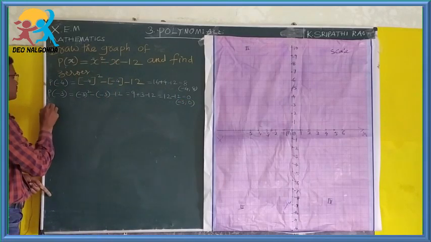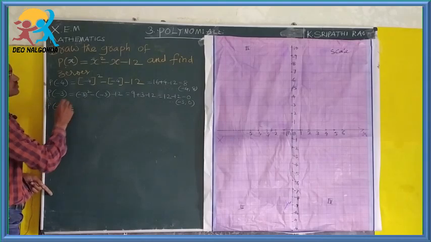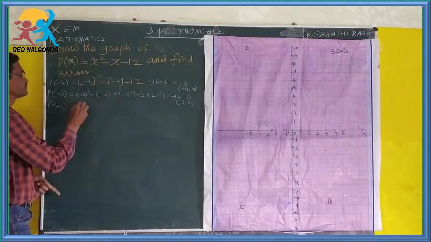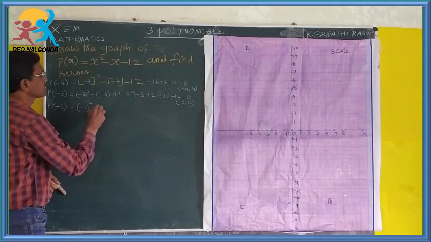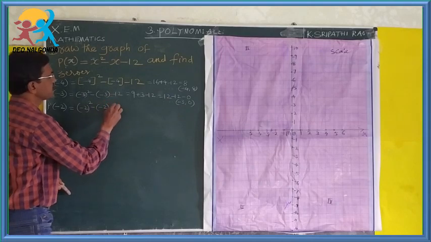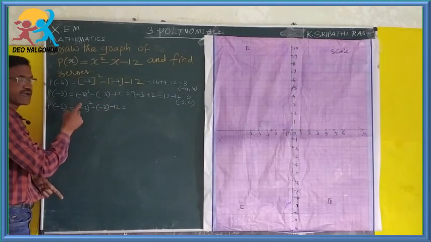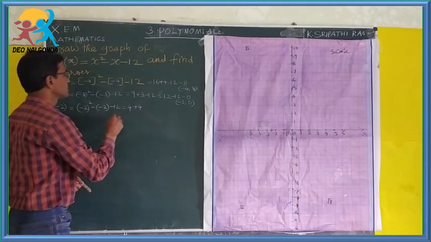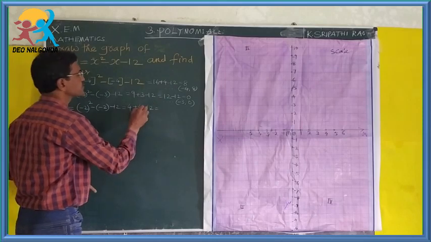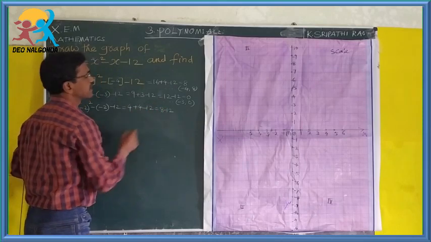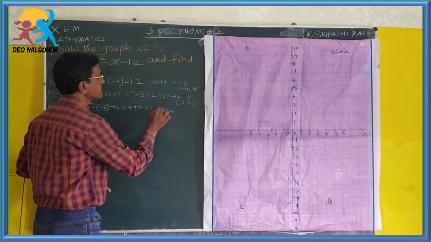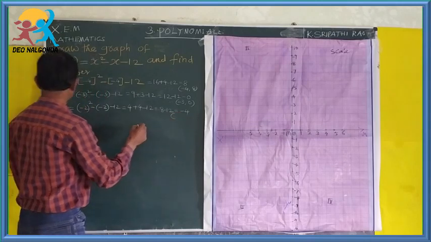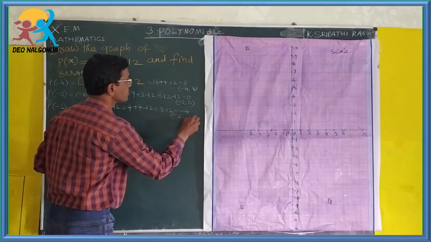Next let us take p of minus 2. Put x is equal to minus 2 in x square minus x minus 12. Minus 2 whole square minus of minus 2 minus 12. Minus 2 whole square means 4, minus into minus is plus 2, minus 12. 4 plus 2 is 6, 6 minus 12. Here we have a positive number and a negative number, so we have to subtract. So we get minus 6. Hence the coordinates of the point is minus 2 comma minus 6.